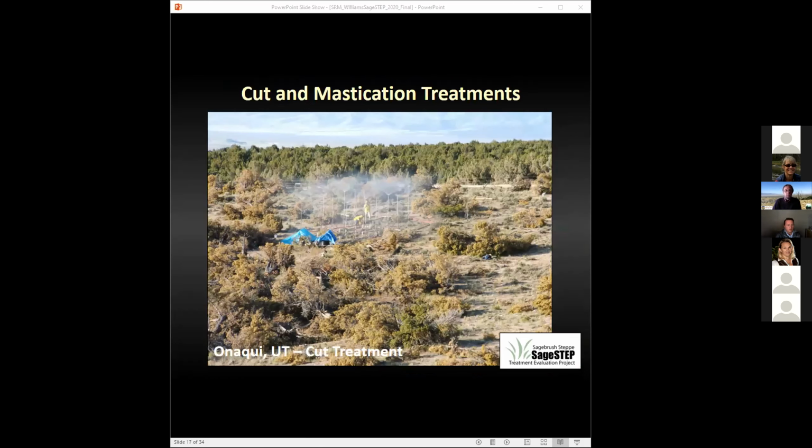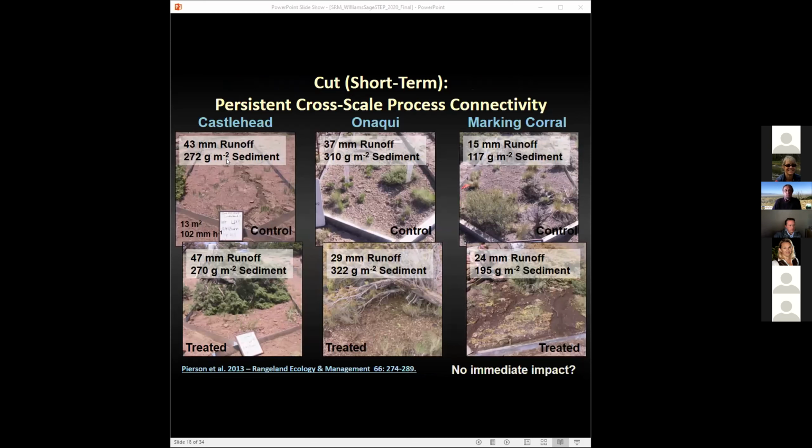Okay, now we'll get some treatment results from the cut and mastication treatments, beginning with the cut. So these are cumulative runoff and sediment yield values from rainfall simulations in intercanopy areas within the cut in the first year post-treatment. We don't need to really spend a lot of time looking at the cumulative values there. They're just for those that are interested, but the photographs across the top are for intercanopies in the control areas at 3 sites, and then the graphs on the bottom are treated areas at those same sites.